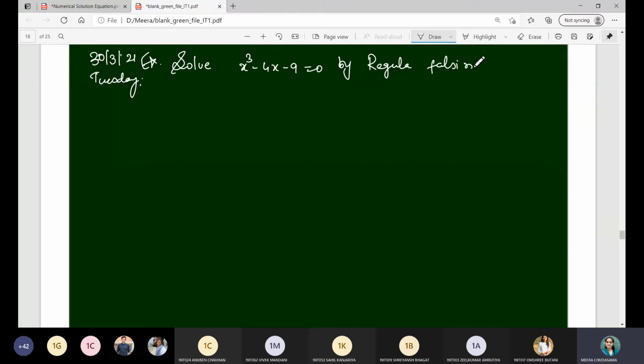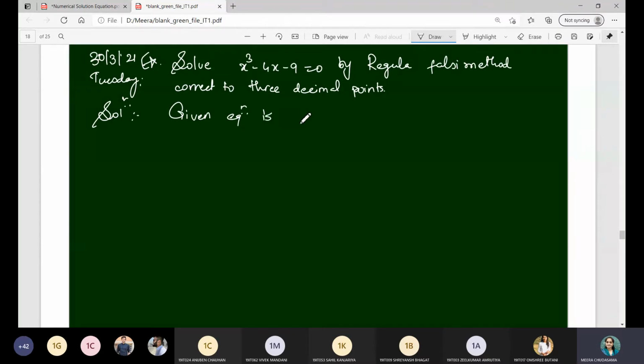The example is: solve x cube minus 4x minus 9 equal to 0 by the regula-falsi method, correct to 3 decimal places. Okay, so we will start with the solution.